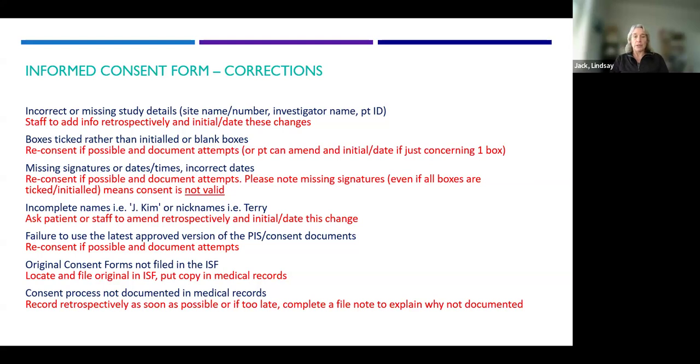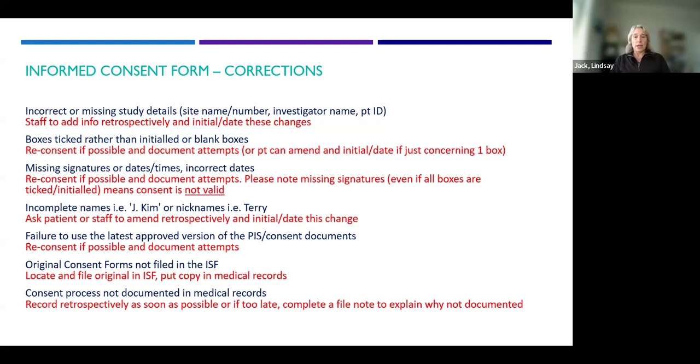If there's a missing signature or a missing date or an incorrect date, reconsent if possible, and again, document your attempts to obtain that consent. If there is a missing signature at the end of the consent form, even if all the boxes are ticked or initialed, that consent we cannot count as valid. So it's really important to have the missing signature from the patient or the legal representative and the site staff member obtaining consent. If there's an incomplete name at the top of the consent form, the patient or a staff member can amend this retrospectively and initial and date the change.